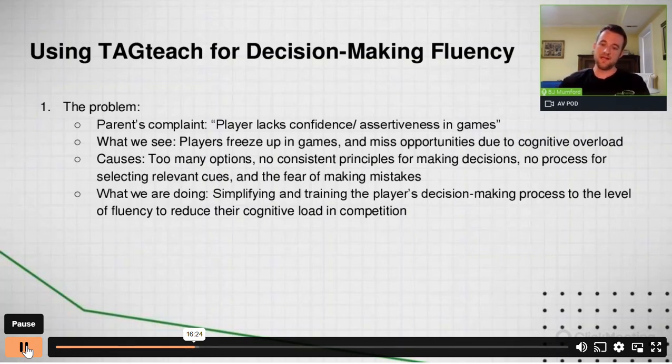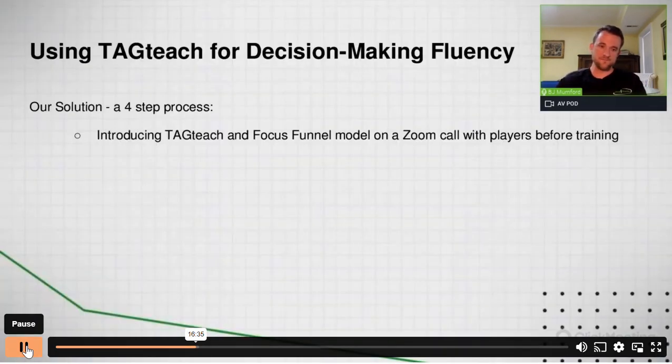So simplifying down to two options and a single cue is what we call the binary decision, which we're going to get into. That's our way of making that work better for players.